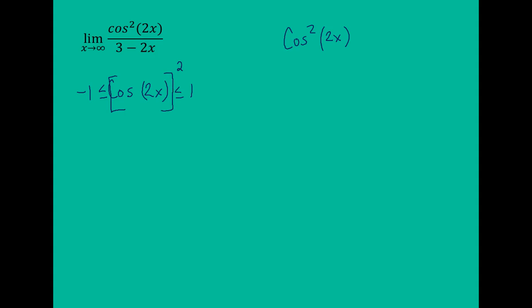So the inequality here, we could change that value because this cosine of 2x squared can never be negative because that quantity is being squared. So the minimum value it could be is 0. So we would have 0 is less than or equal to cosine squared of 2x is less than or equal to 1.